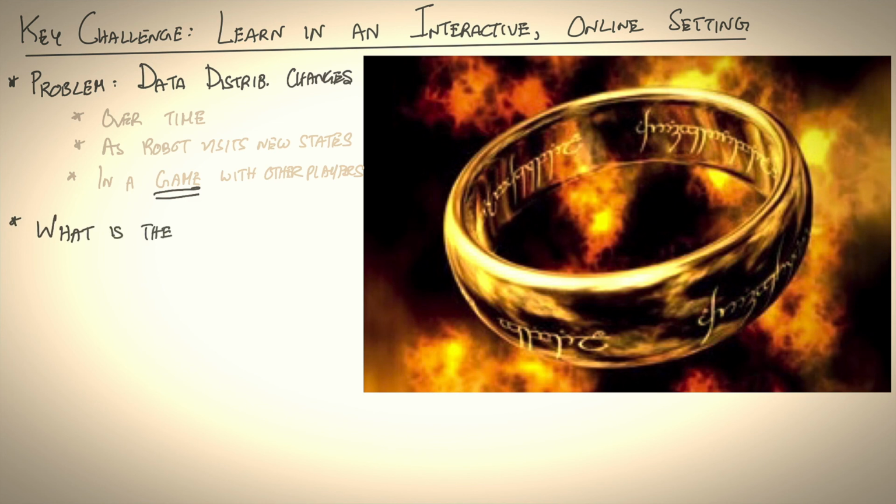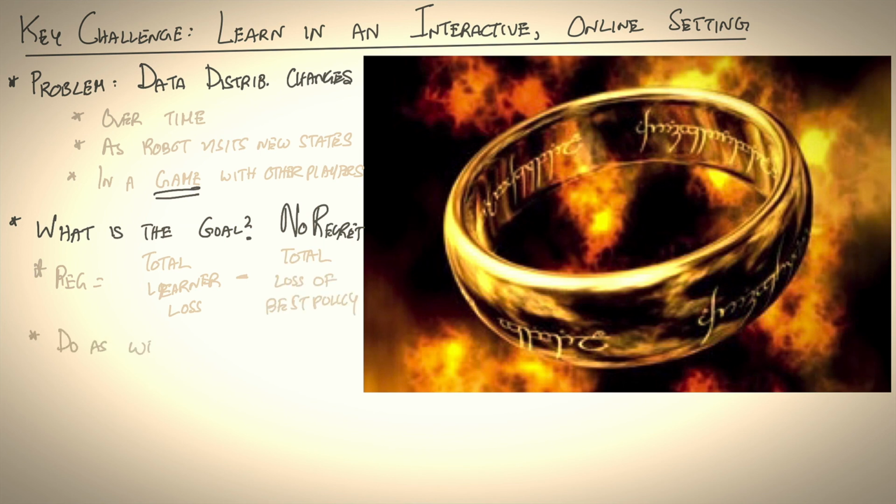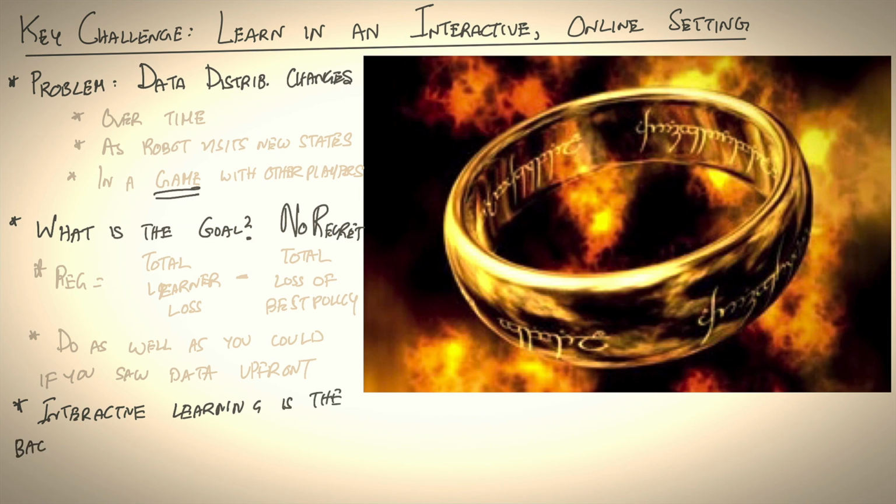What is the goal? The goal is to achieve no regret. So recall that regret is the difference between the total learner loss minus the total loss of the best policy in your policy class. And no regret essentially means do as well as you could if you could see all the data up front. Finally, we saw how interactive learning is at the backbone of various robot learning paradigms like imitation learning, reinforcement learning, planning, model predictive control.